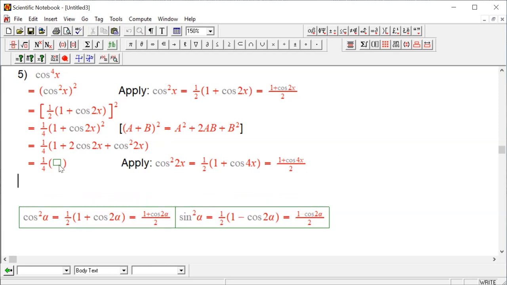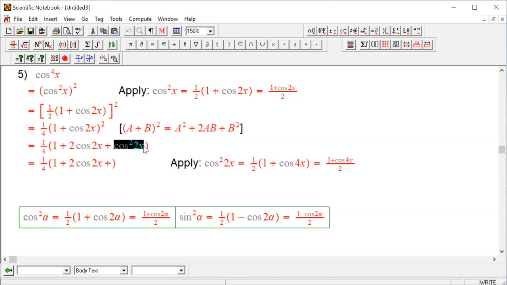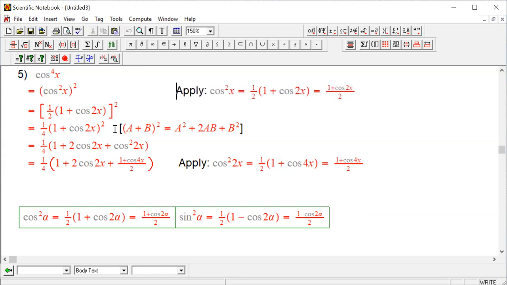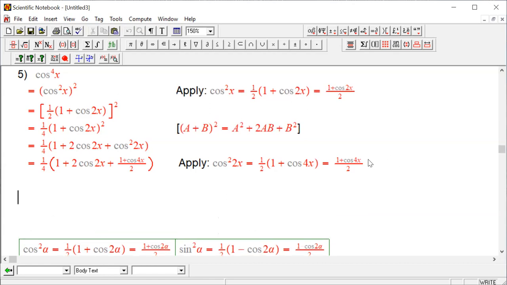So now we're going to put this in: 1 plus 2 times cosine 2x plus, this piece can be replaced by that totally. You can write down the other one too, it's just personal preference. The things that I put in the brackets, you don't have to write them down when you show work. I'm putting them here because I'm explaining to an audience.